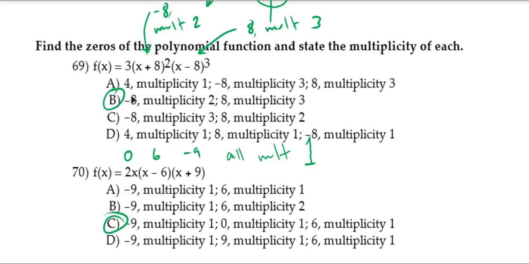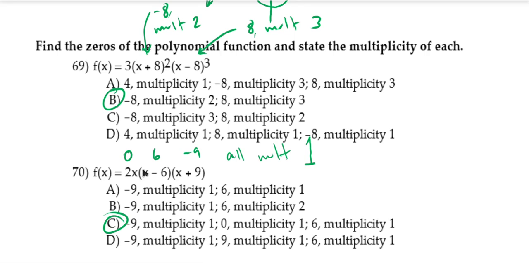Question 70 is quite similar, but now the leading term, instead of being a 3, is 2x. So there's no way to make a 3 into a 0, but you can make a 2x into a 0 just by making x be 0. And that'll be true if we have any monomial involving x to the power of 1 or greater up front. You'll always have a 0 at 0.